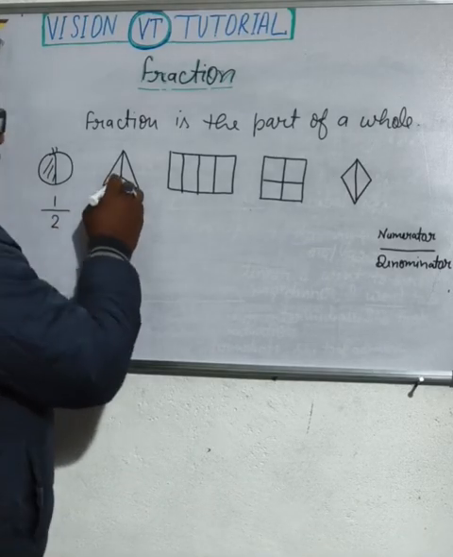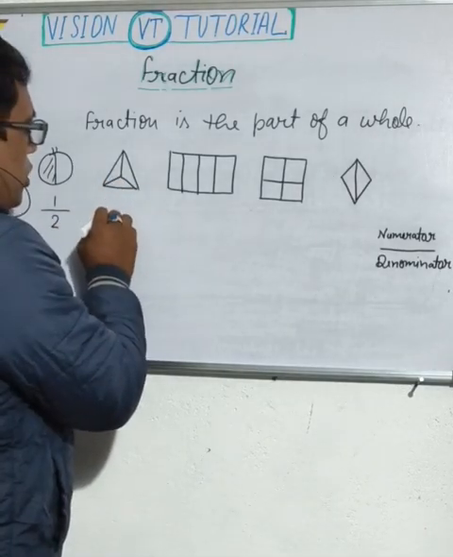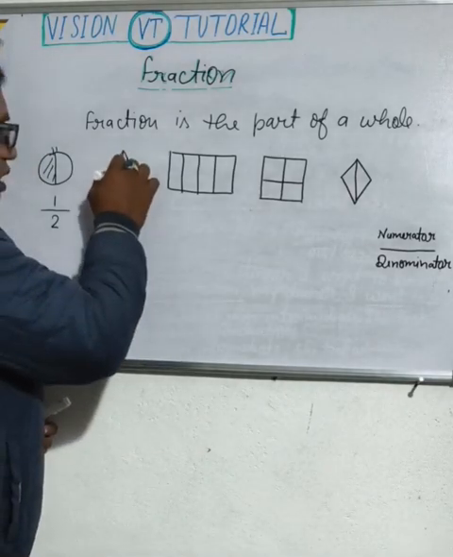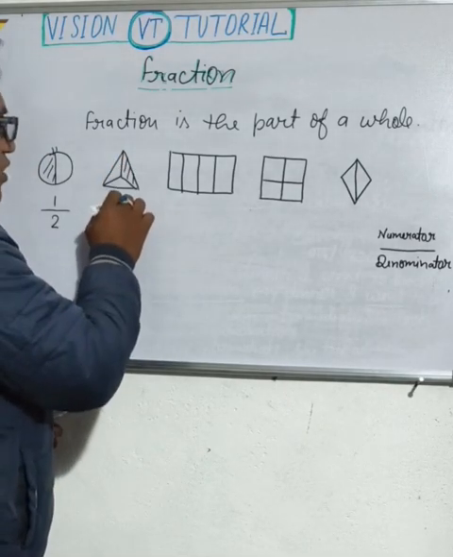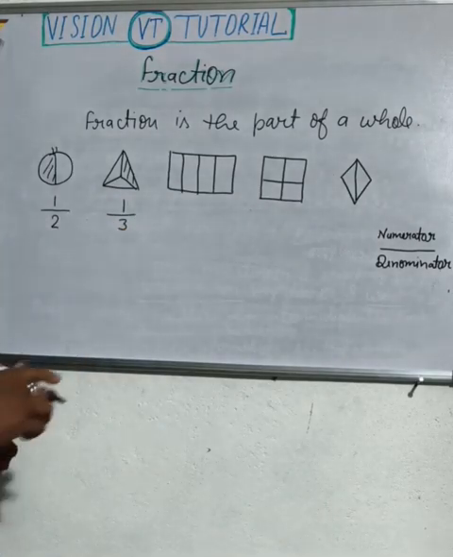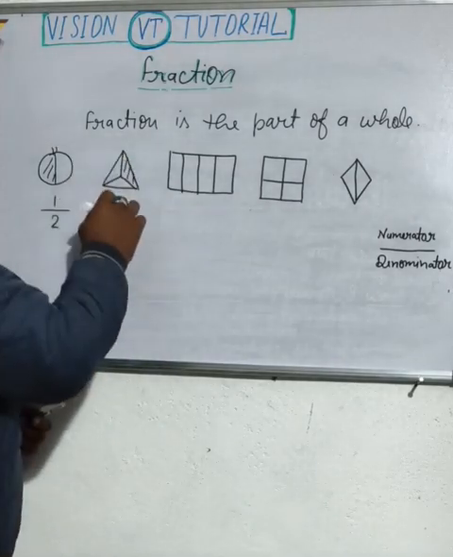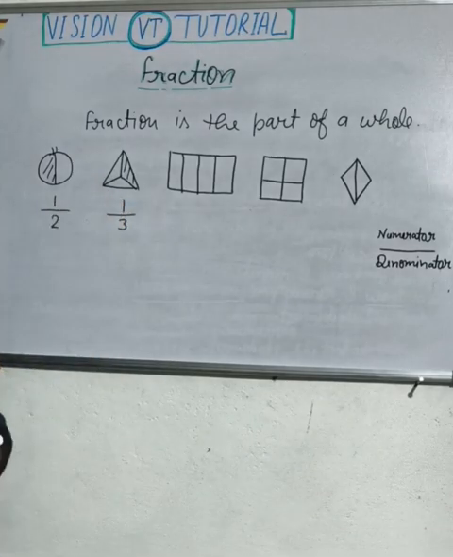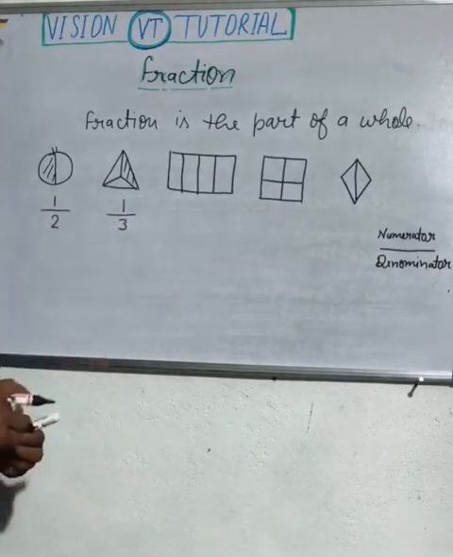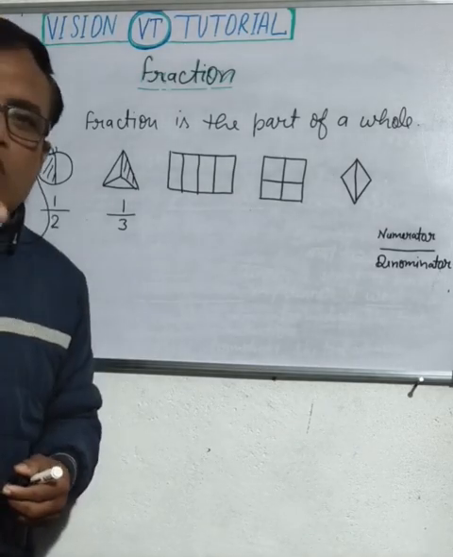Suppose I have made it 3 parts. So the denominator will be 3. And how many have I taken? That is 1. So this will be 1 upon 3. If I have taken 2 parts, it will be 2 upon 3. If I have taken 3 parts, that will be 3 upon 3. So 3 upon 3 is called whole.